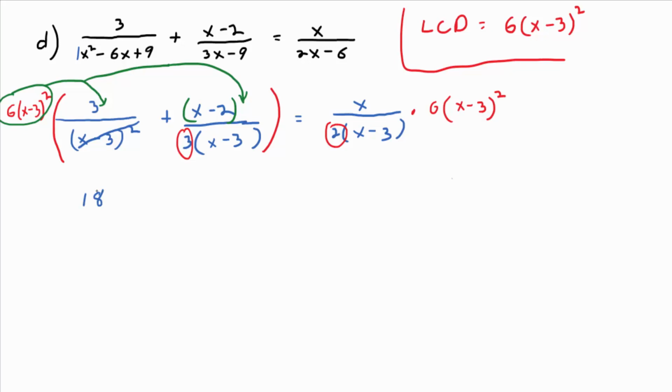So if you can do that in your head, it's better because it's cleaned up, right? 18, that's a lot better looking than having 3 times 6 times x minus 3 quantity squared all over x minus 3 squared. That's a mess when you write that on your paper. But some people prefer that step, and I'm not going to say no. I want you to show whatever work you need to get the right answer.